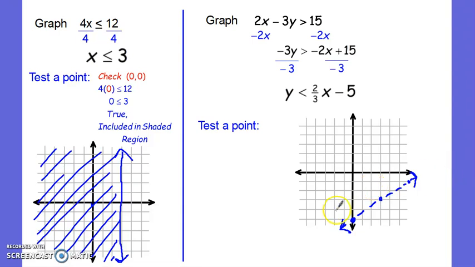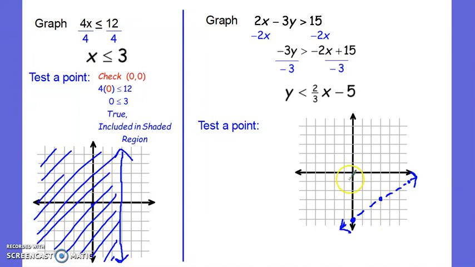But if I actually check a point on that line, such as 3, negative 3: if I plugged 3 in for x, I would get 2/3 times 3 is 2, minus 5 is negative 3. And remember, if I'm plugging in negative 3 for y, what I ended up with was negative 3 is less than negative 3, which is a false statement. The points on my line are false. They don't work, which means if I had made a solid line, I would have been lying to myself. The points on the line can't be true. They're not included. However, I still need to know the shading portion.